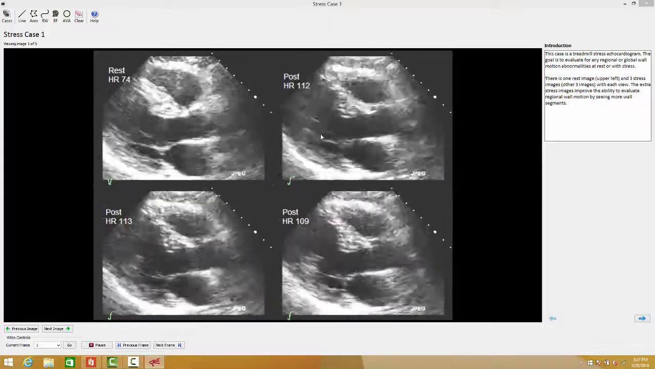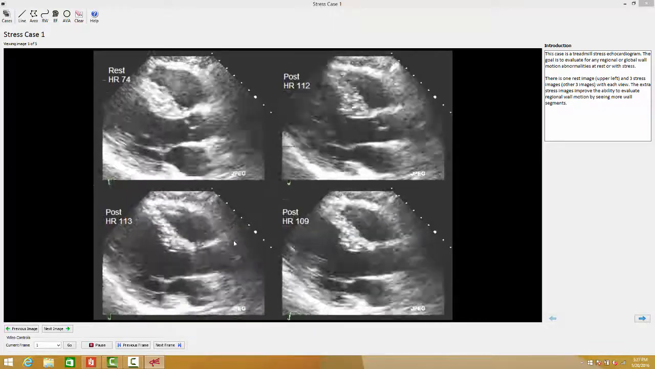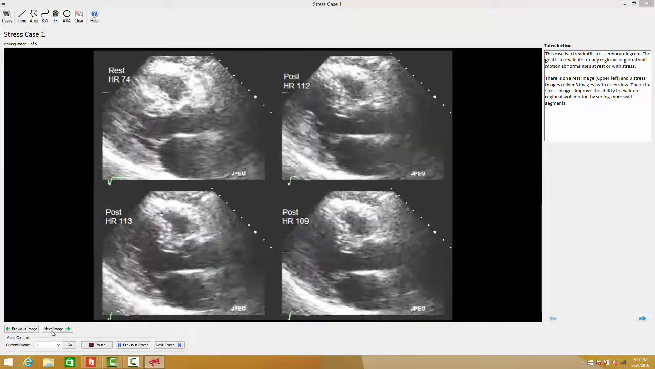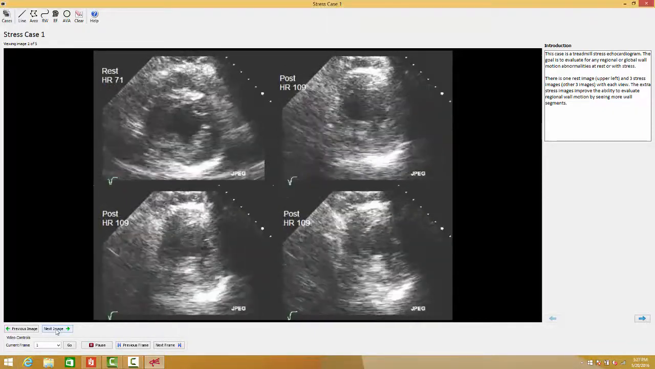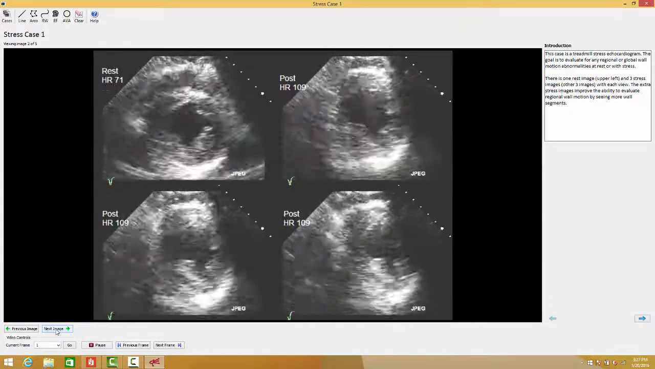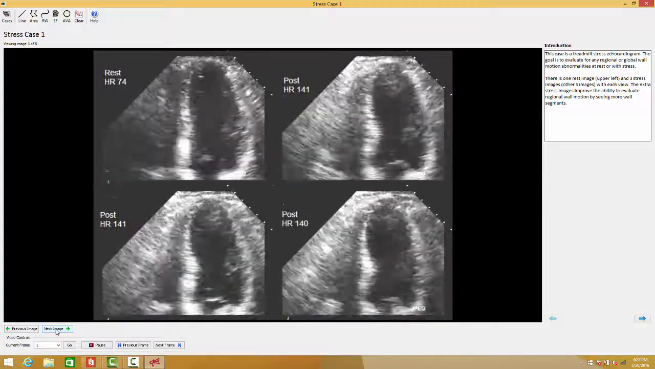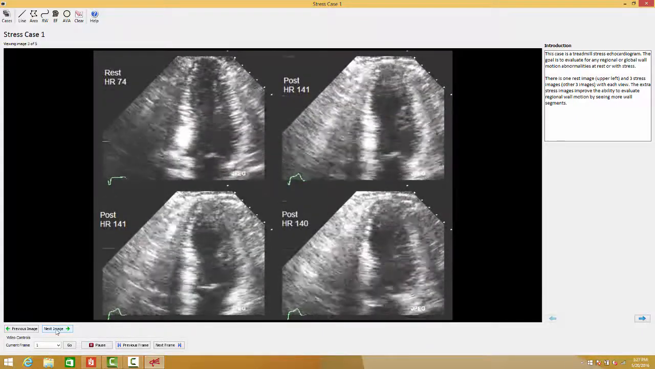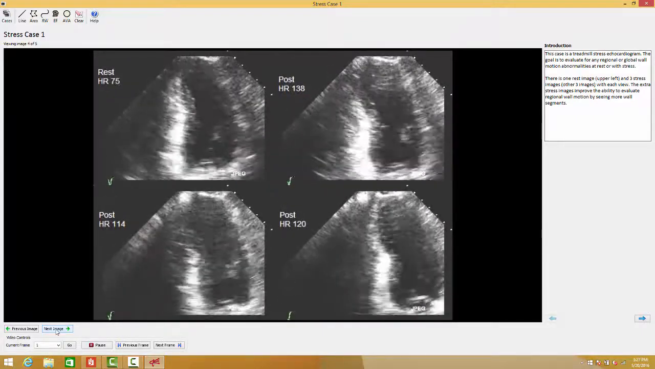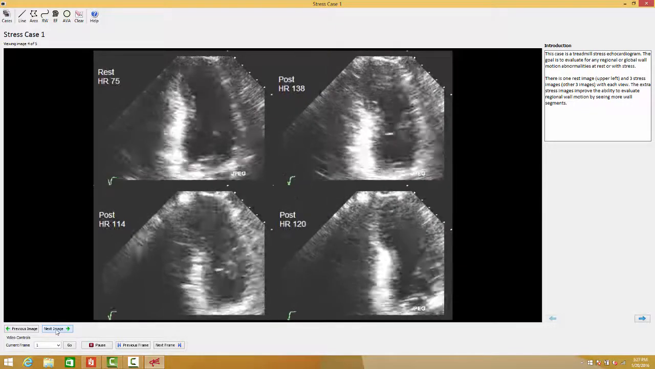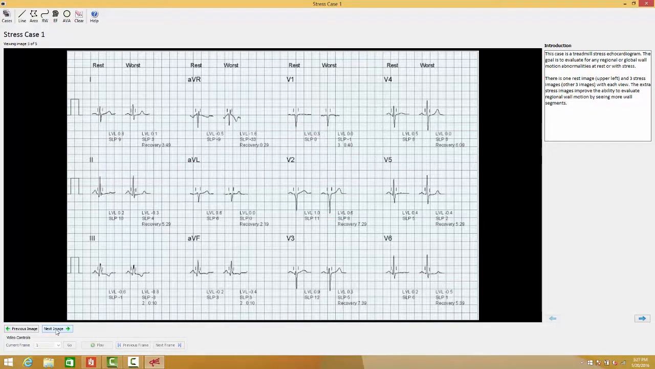resting and post images in the long axis view, the short axis view, the 4-chamber view, and the 2-chamber view. And we also have the electrocardiogram.